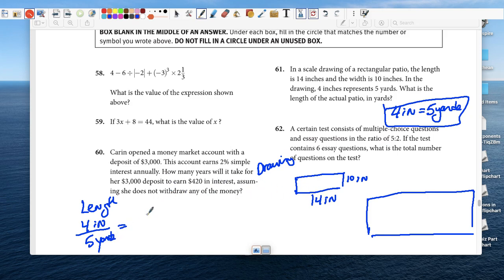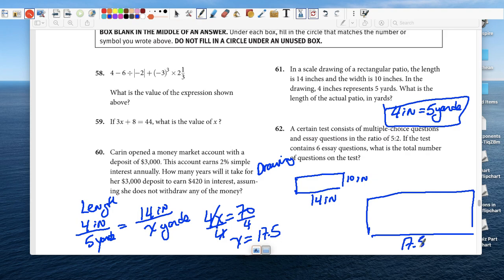And then we're going to do 14 first. If you have 14 inches, how many yards would that be? Instead of a question mark, we use a variable. You can use whatever variable you want. We just use x. Cross multiply. 4 times x is 4x. 5 times 14 is 70. Divide both sides by 4. And x equals 17 and a half. So we know that this is 17.5 yards.